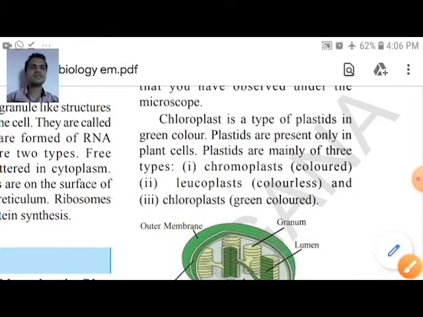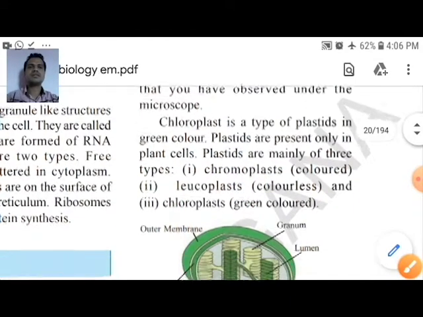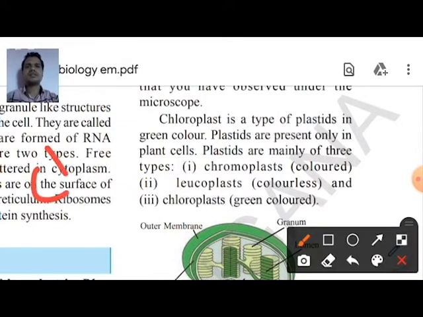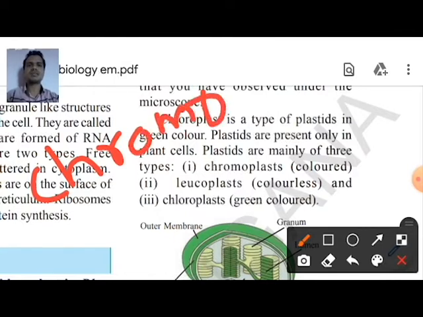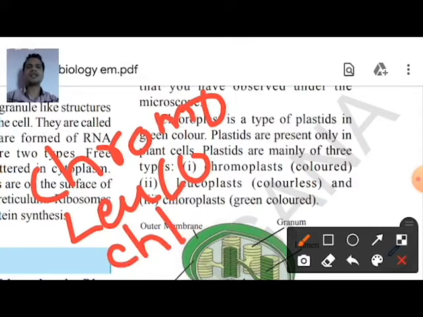If any substance that is present is colored, then that is called chromoplast. If there is no color at all, then that is called leucoplast. Then if green color is present, then that is called chloroplast. So in these three words, chromo, leuco and chloro are different. The remaining word is the same in all three. It is plast. Plast is nothing but plastid. Okay, I hope everyone has understood well.